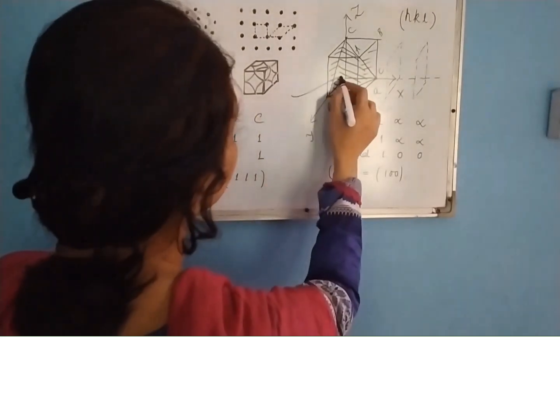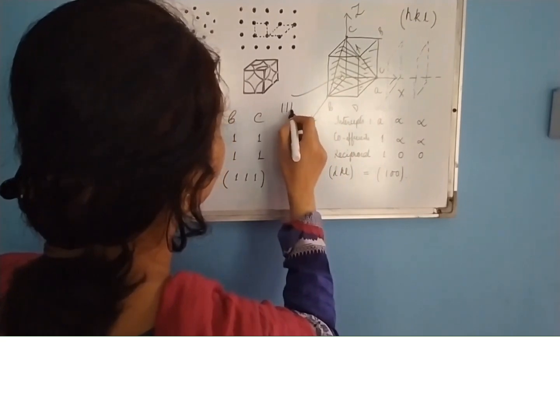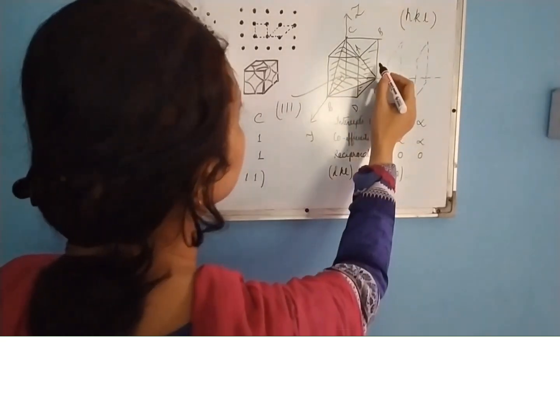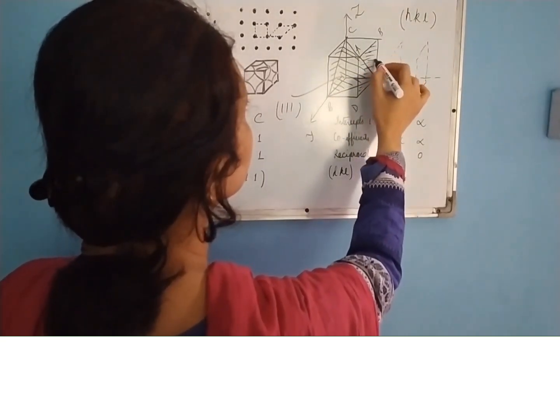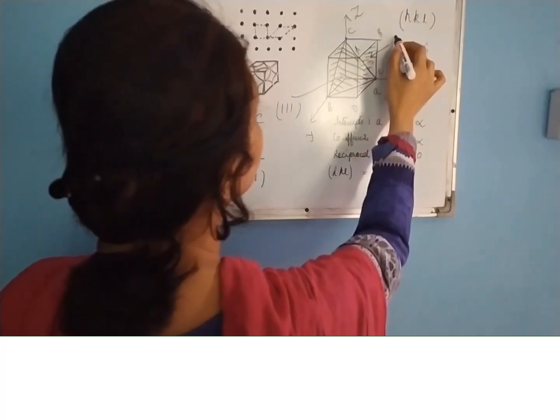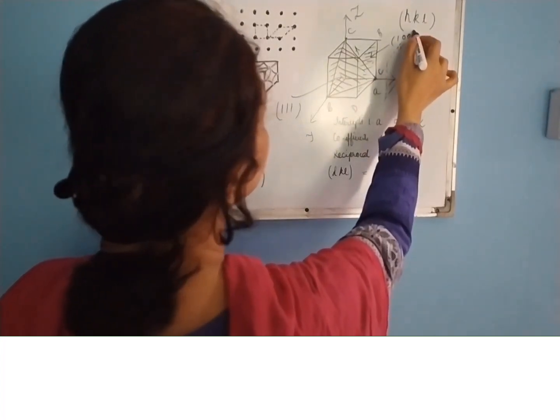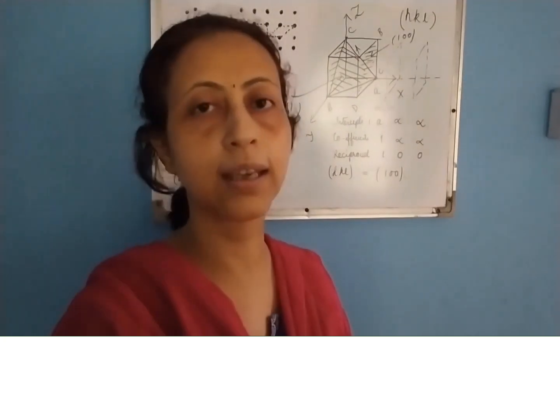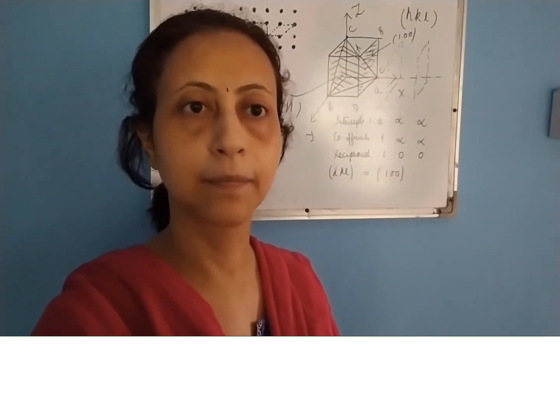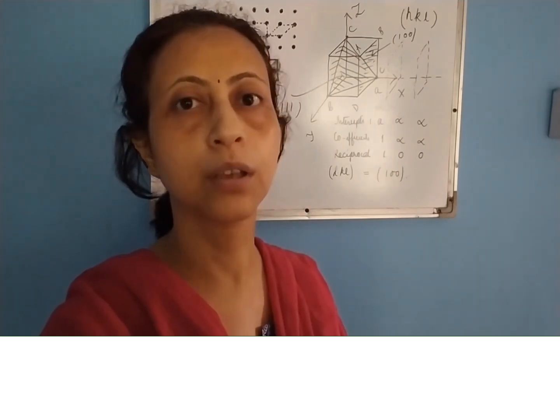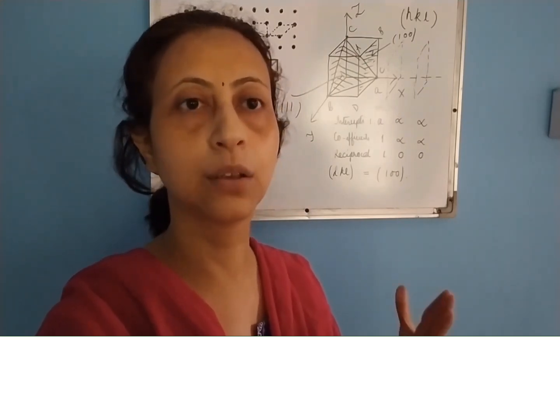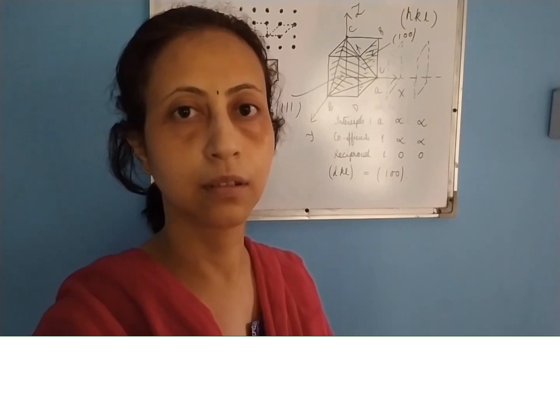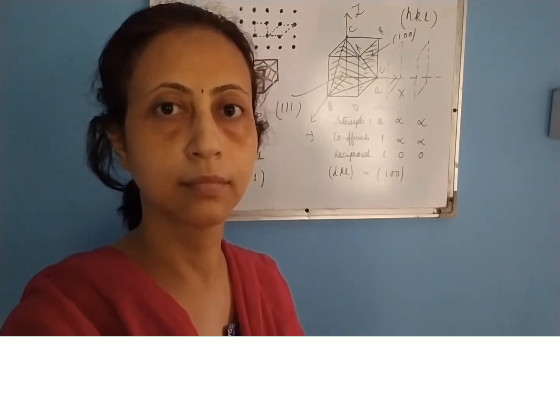So Miller index of this plane is 1, 1, 1, and Miller index of this side plane is 1, 0, 0. So similarly, you can find Miller indices of all different planes, just by finding out what are the intercepts made by the 3 axes. Alright.